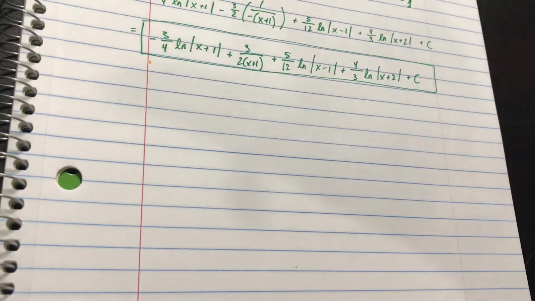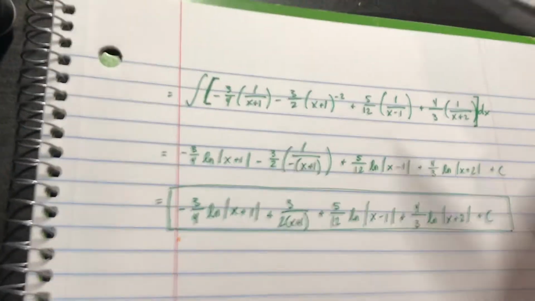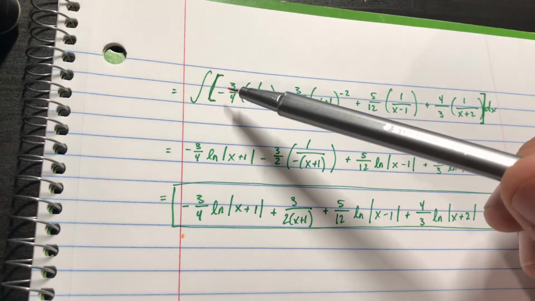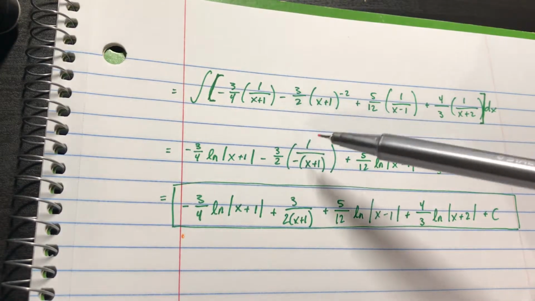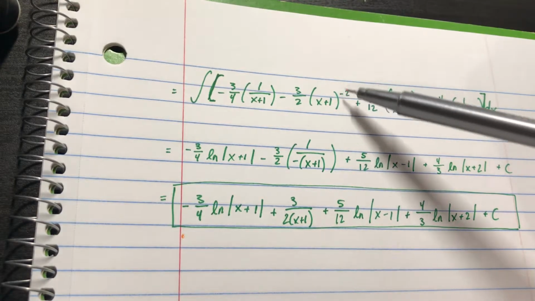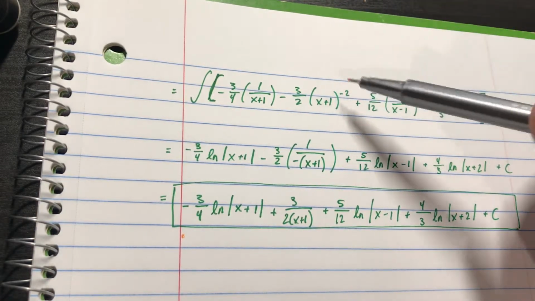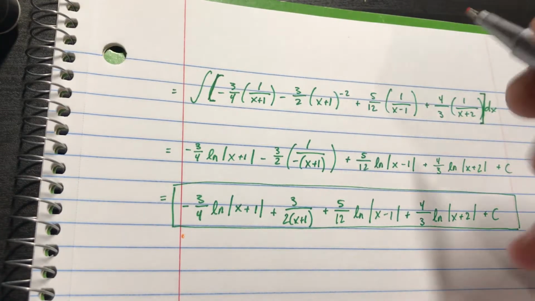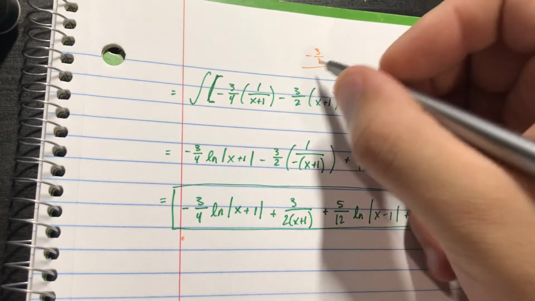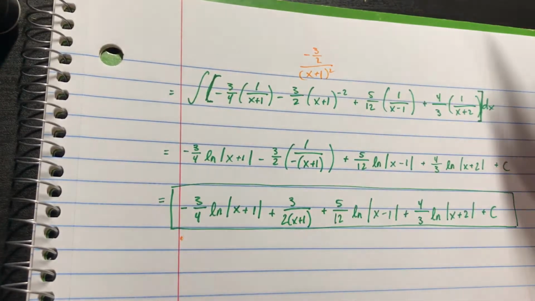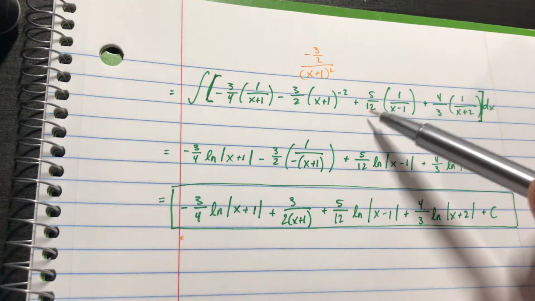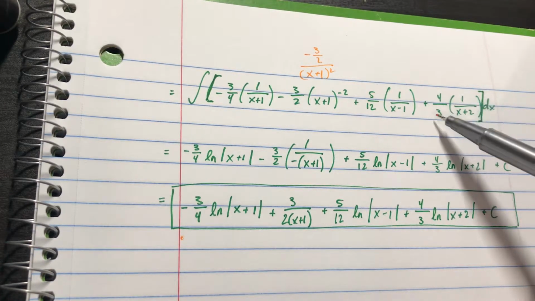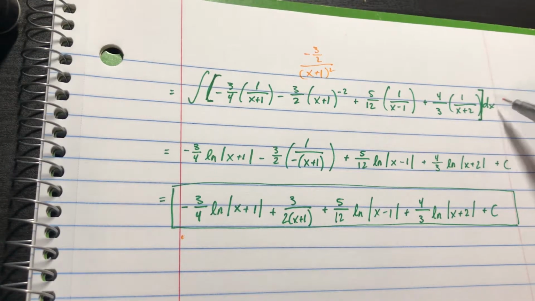I did it on another page because I was running out of space here, but once you copy all of that information down, we're finding the integral of negative 3/4 over x plus 1, minus 3/2 times x plus 1 to the negative second power. In other words, I turned this from a fraction, negative 3/2 over x plus 1 squared, into multiplication, moving the square value up to the numerator with a negative exponent, plus 5/12 times 1 over x minus 1 plus 4/3 times 1 over x plus 2 dx.